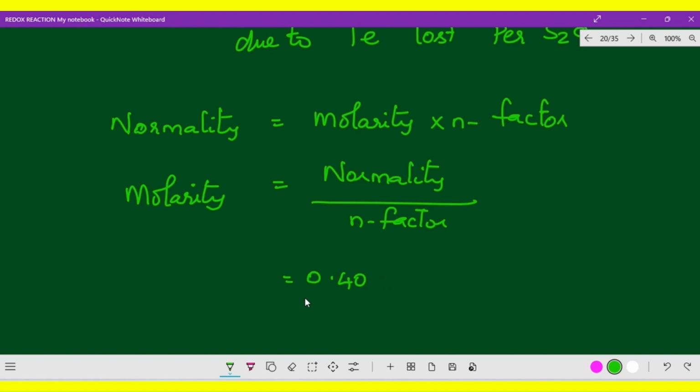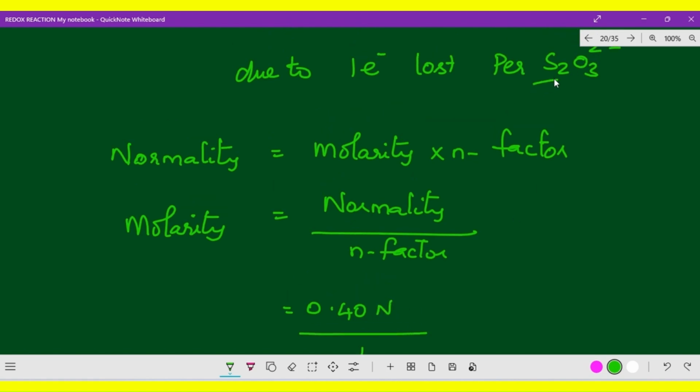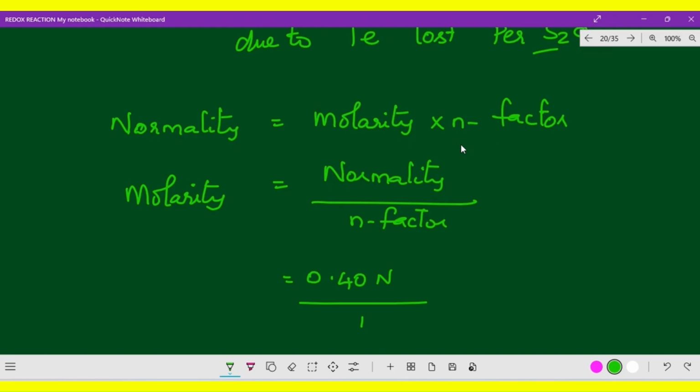0.40 N divided by n factor, it is 1 per atom Na2S2O3. Here per S2O3 2 minus, it is 1. So you will get 0.40 M. This is molarity, concentration M, that is mole per liter. So which is the correct option? So this is the answer option.